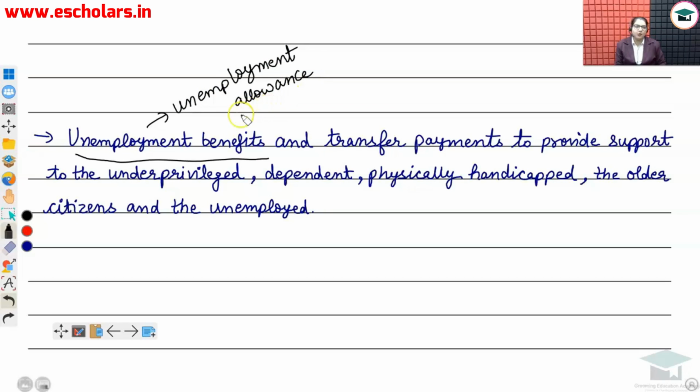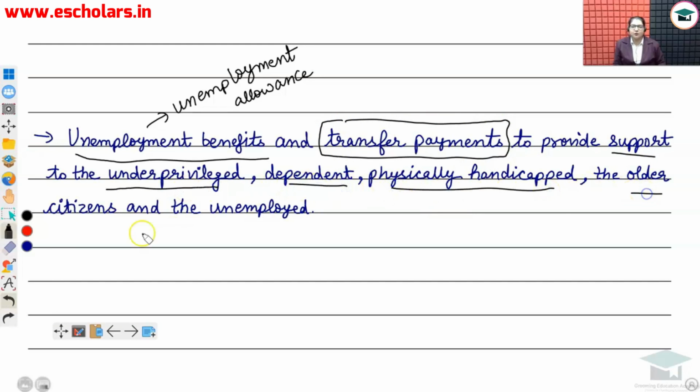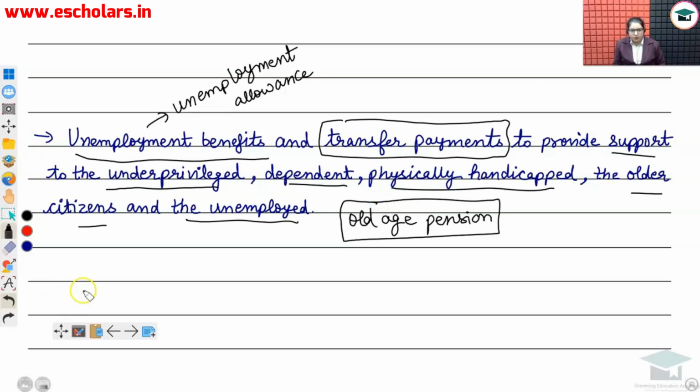Basically, the unemployment allowance is provided to the people under the MGNREGA scheme, and the government is also encouraging various transfer payments to provide support to the underprivileged, dependent, physically handicapped, older citizens and the unemployed. For example, old age pension. The government provides the old age pension to people who are above 60 years of age and do not have anyone to take care of them.